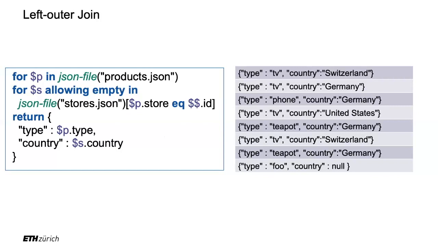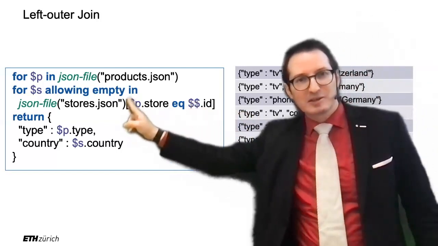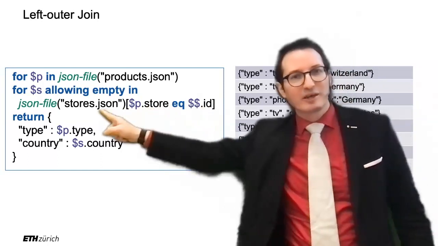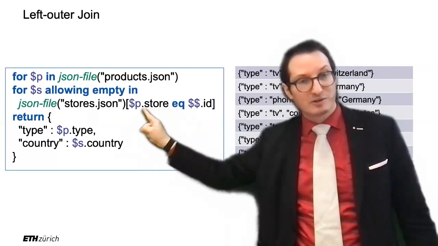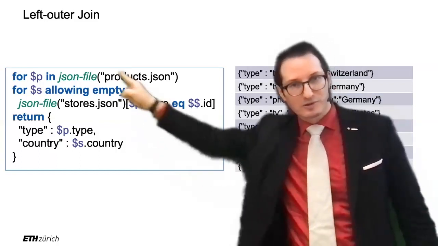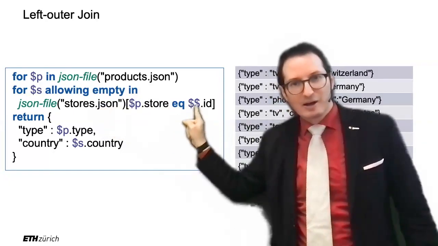Is the $$ a typo? No, it's not a typo. It is not a typo because you might remember that $$, remember that this is a predicate, right? We are filtering through the stores. We only keep the store that matches the product, right? So the products coming from here store must match the store we want to keep here.